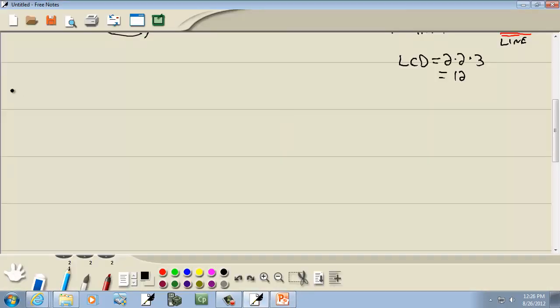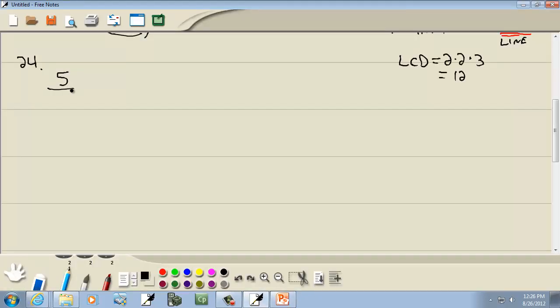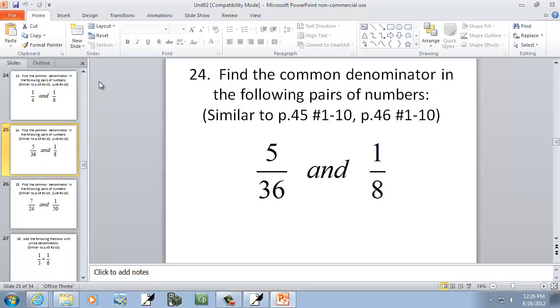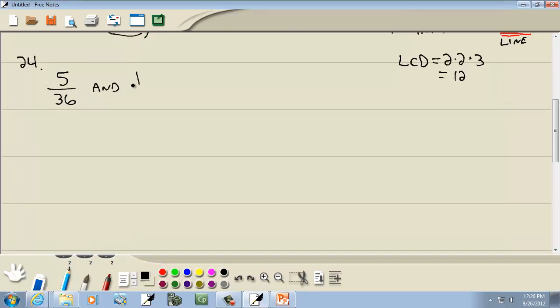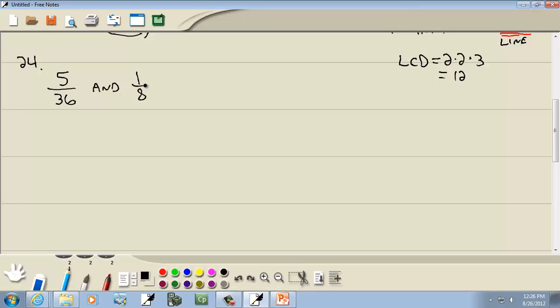Let's take a look at this one. We got 5 over 36, and we got 1/8. Same instructions. Find the common denominator. So find the LCD. Well, step 1. We want the prime factorization of each number. 36 is 2 times 2 times 3 times 3. And 8 is 2 times 2 times 2.